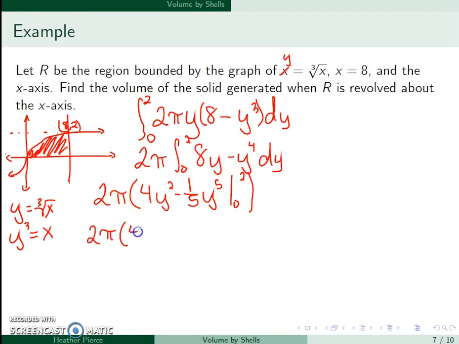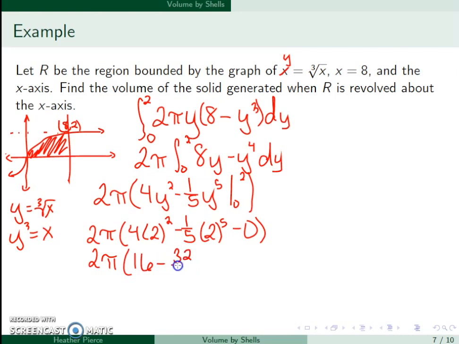So we have 4 times 2 squared minus 1/5 times 2 to the 5th minus 0. 2 times 2 is 4, times 4 is 16, minus 32/5. And then once we work this out, we get 96 pi over 5.